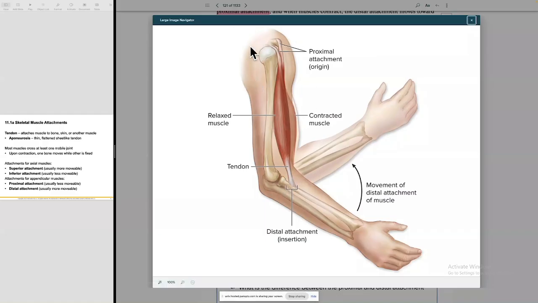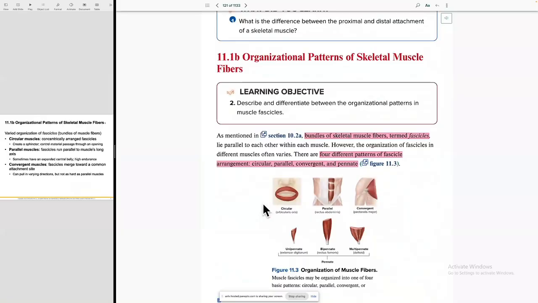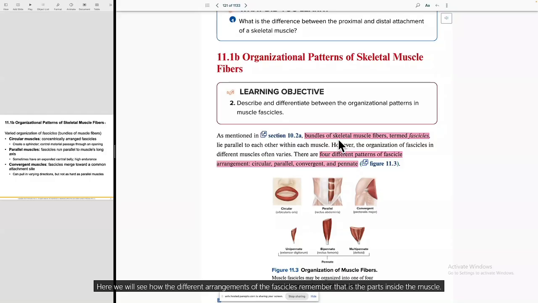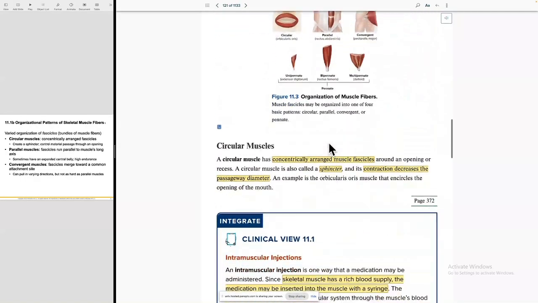To use older terms, here's the origin of the muscle, and here's the insertion of the muscle. But what we're seeing is it starts at one place and it ends at another place. When this muscle contracts, it brings the far end toward the close end. It's so overwhelming when we first start to learn muscles, but a lot of times there'll be hints in the name. Here we will see how the different arrangements of the fascicles, remember that's the parts inside the muscle, can help arrange things and then it'll influence the name of the muscle.